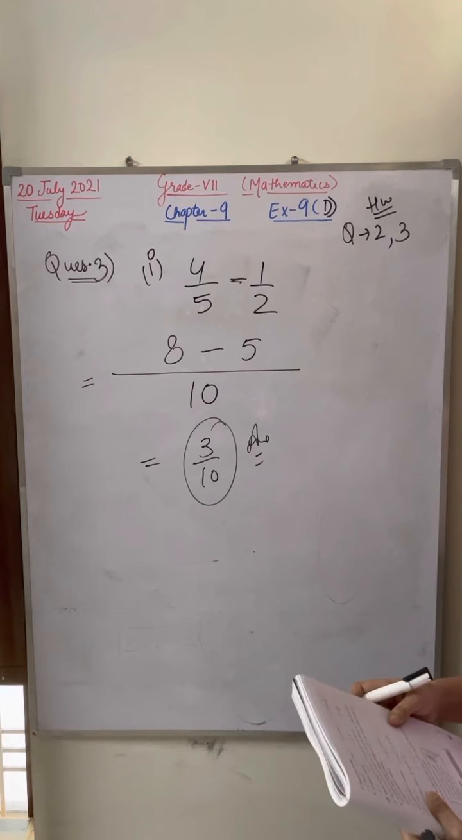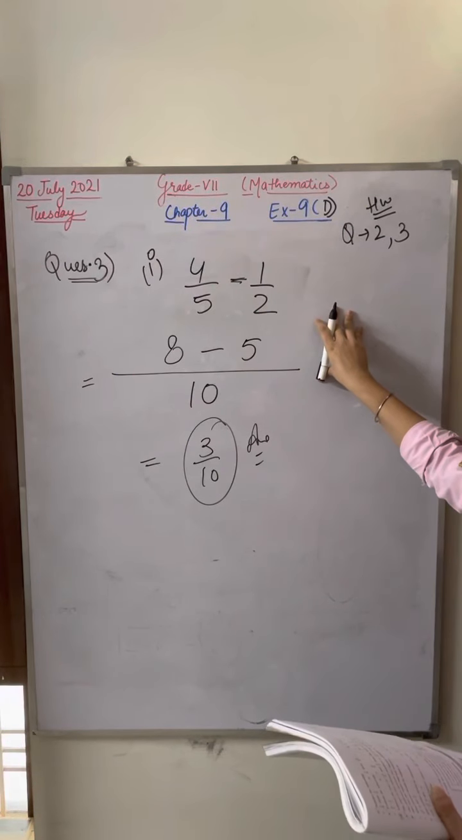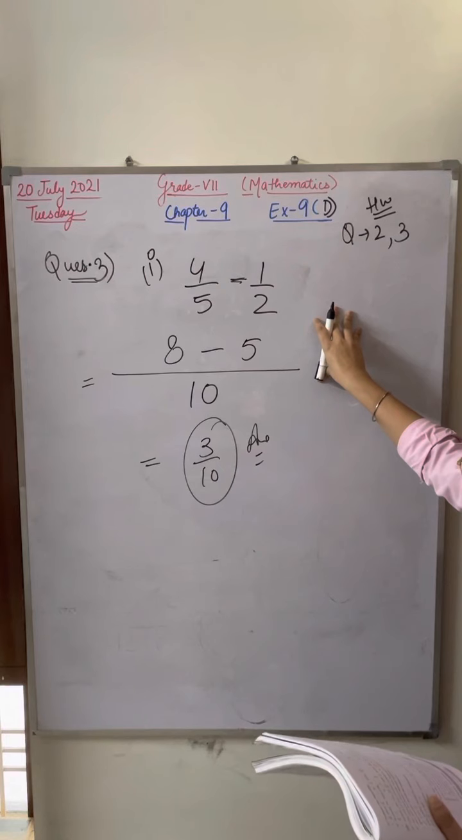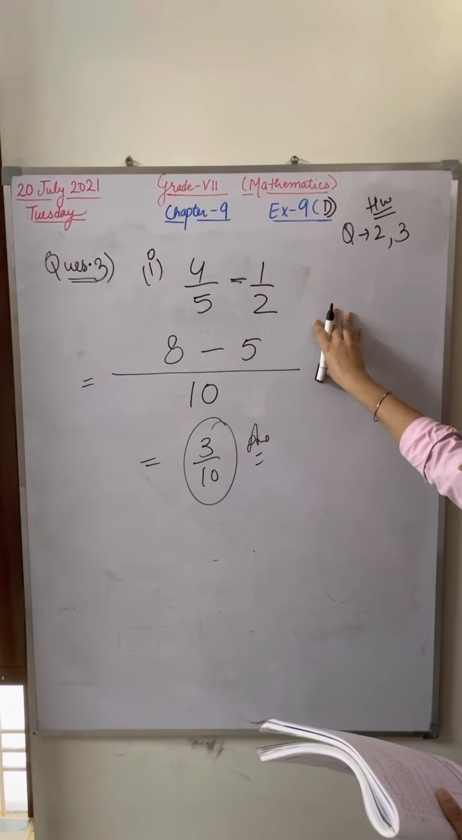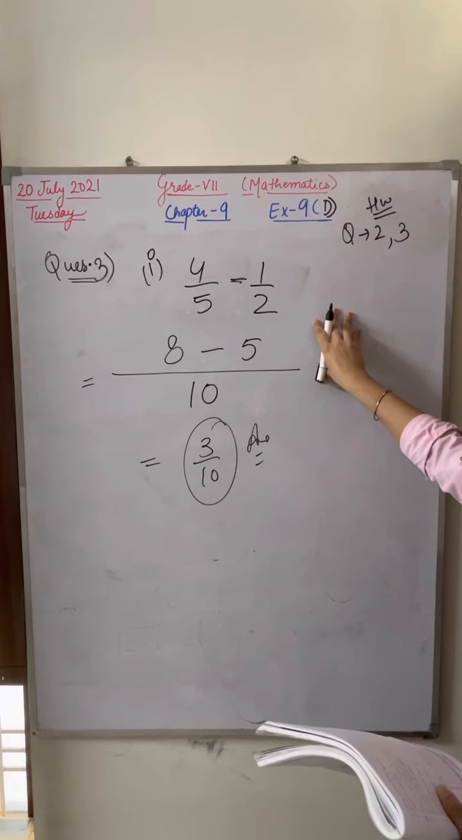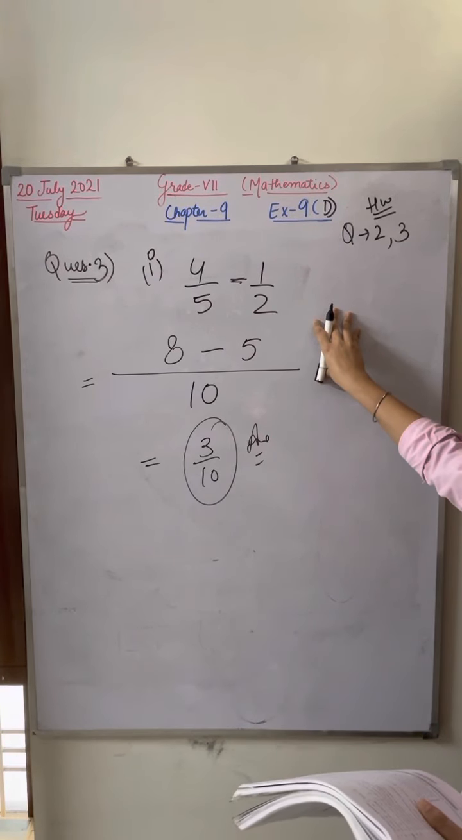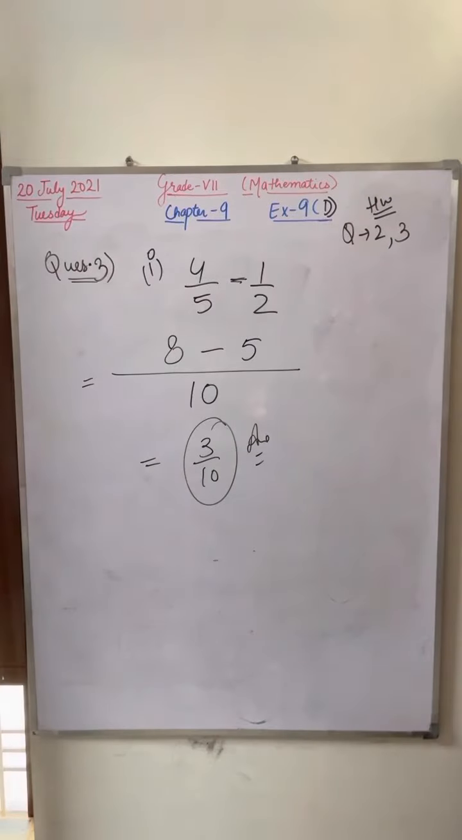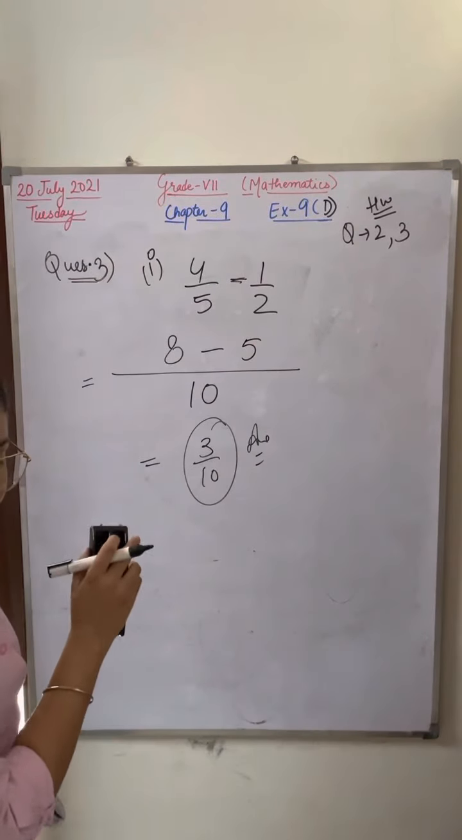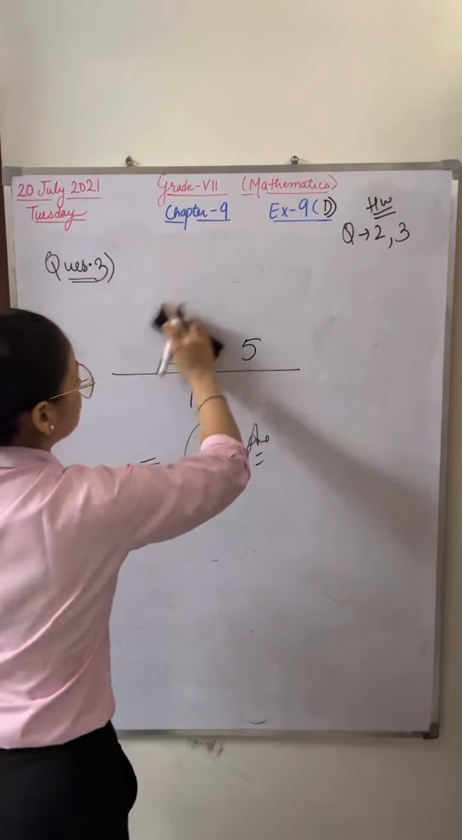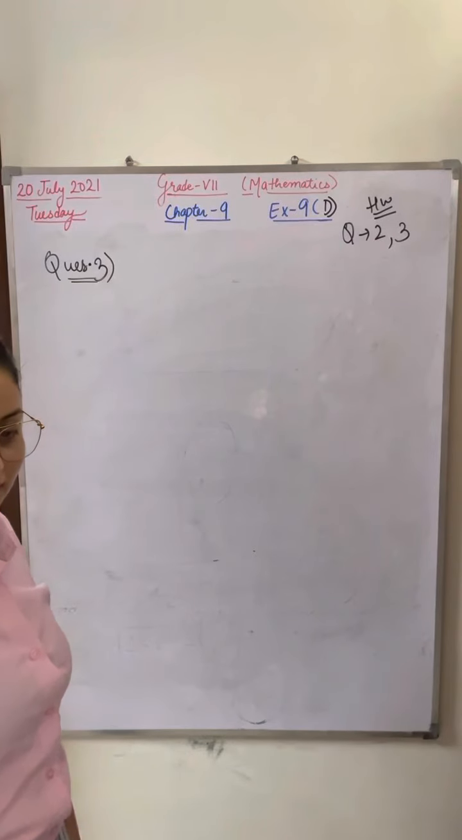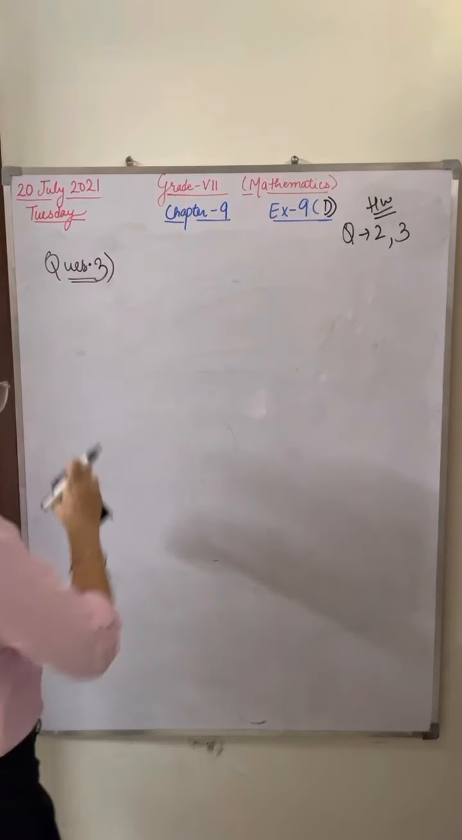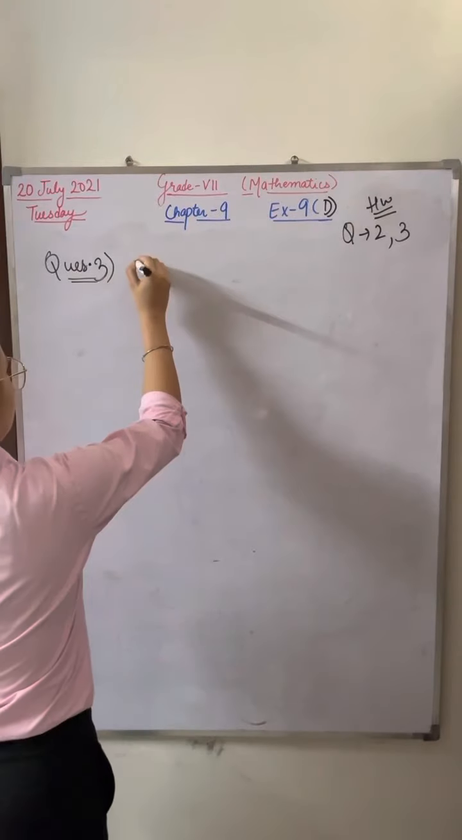Should I solve the fourth part of the third question in the class? Part number 4. Look in the book. Should I solve or will you do it on your own? Okay, I'm solving. Hazel is saying, ma'am, please solve, it is quite difficult. Okay, fourth part.